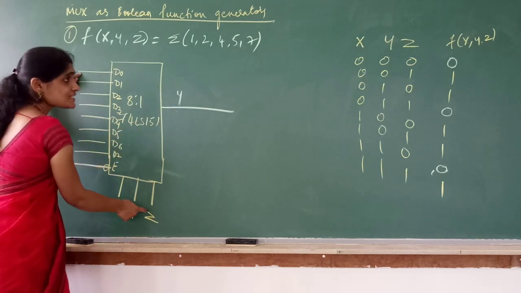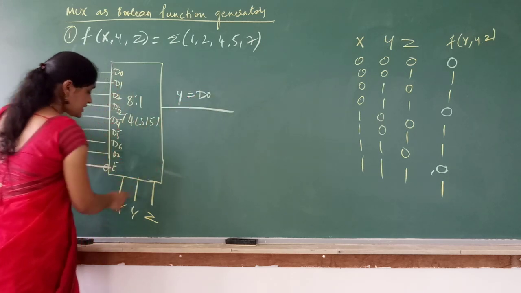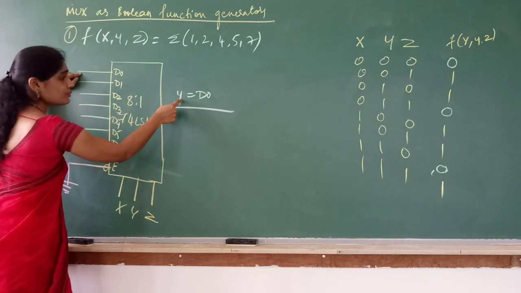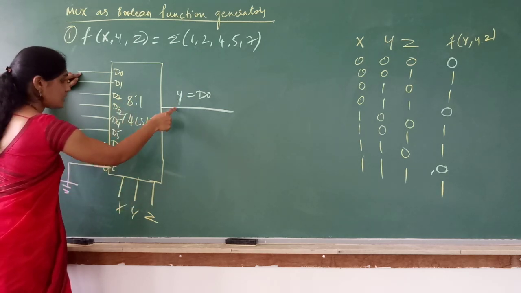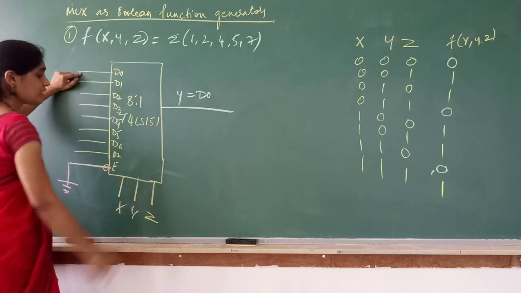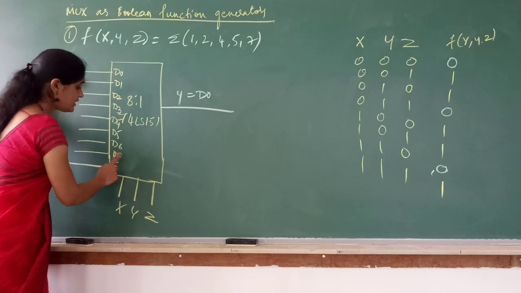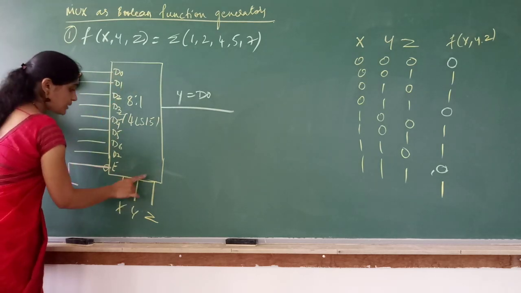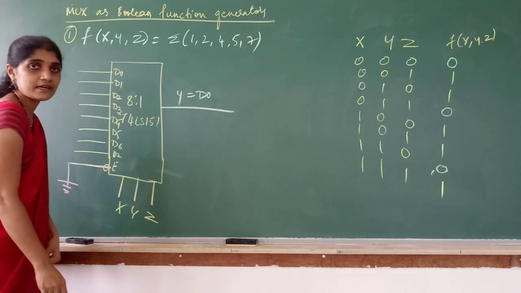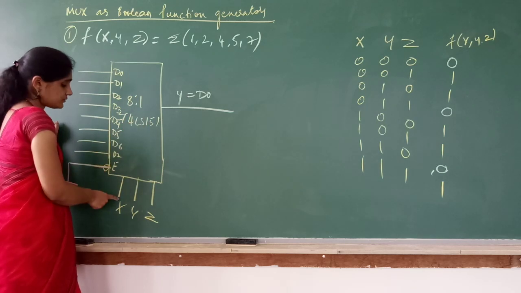So if I give x, y, z as 0, 0, 0, you get y equal to D0. 001, D1. 010, D2. 011, D3. 100, D4. 101, D5. 110, D6. 111, D7. That's how the multiplexer is going to work when I connect the enable input to ground and give the select inputs.